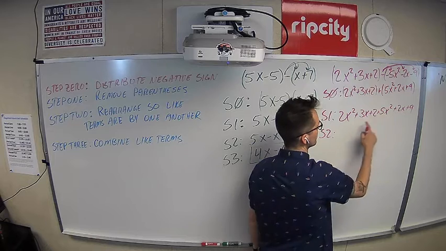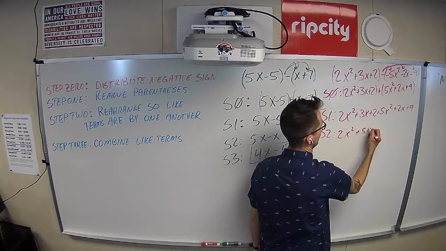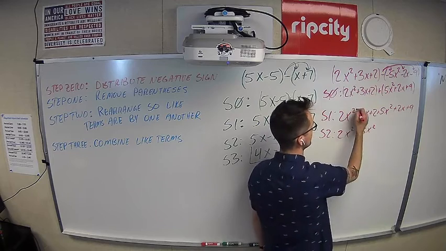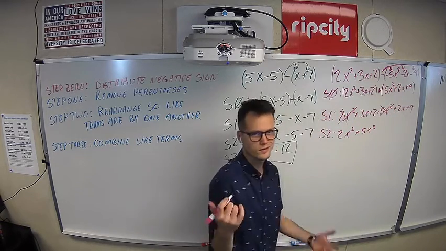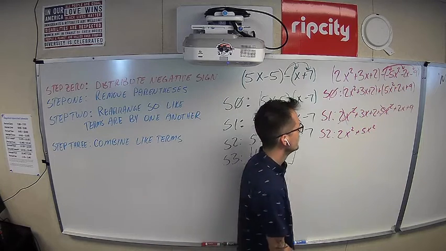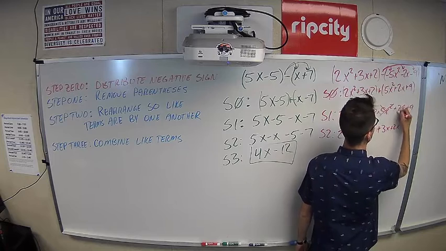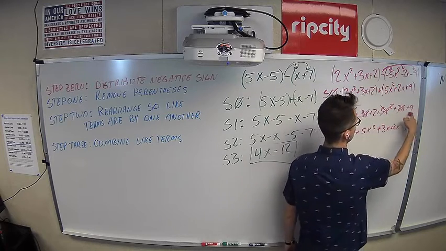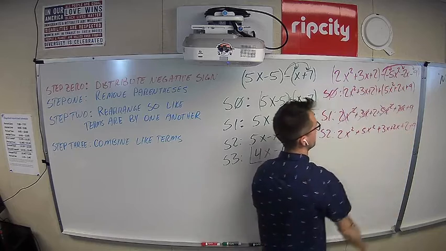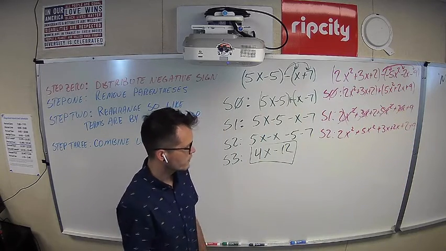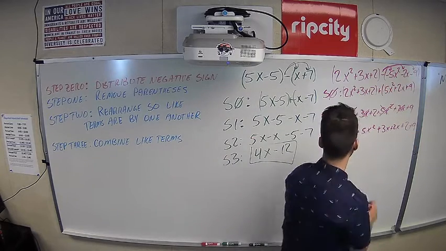Okay, step 2, let's rearrange. I see some squareds, so I'm going to start with those first. 2x squared plus 5x squared. And just to keep track of things, I'm going to cross them out as I go so I don't do anything twice or miss any pieces here. Now just my regular x's, 3x plus 2x, and then the constants, 2 and 9. We have 3 pairs of like terms now. We have the x squared, we have the x's, and we have the constants.